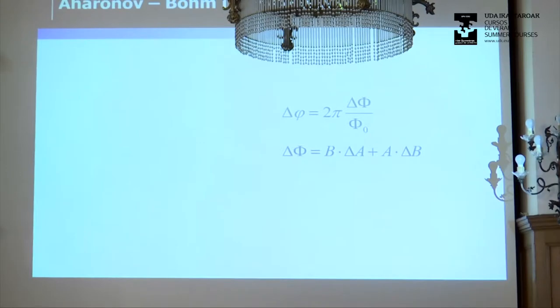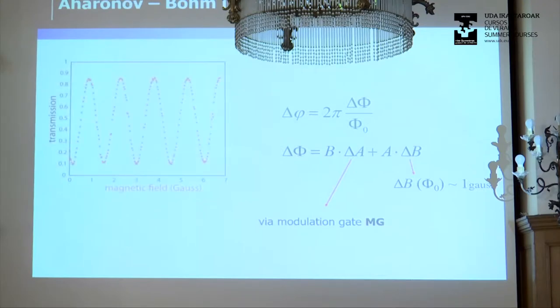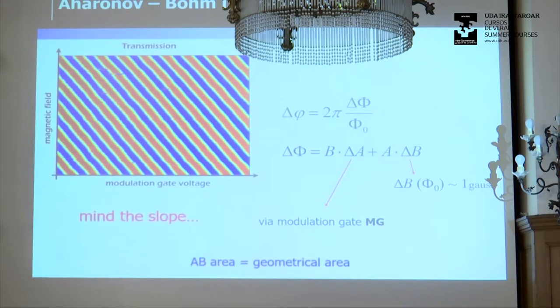Okay, so this is actual data, which is very typical even. You can change the phase exactly as I said, by area or magnetic field. This is with the modulation gate, and this is with magnetic field. You should get an oscillation every flux quantum. This is not artist drawn, this is really experimental results, as a function of area with the modulation gate, and as a function of magnetic field. In this particular case, the visibility, which is basically defined as the difference divided by the sum, is quite high. The one thing I want you to pay attention to, that's why I say mind the slope here, is very important. This is what we call a pajama, because it reminds us of one.